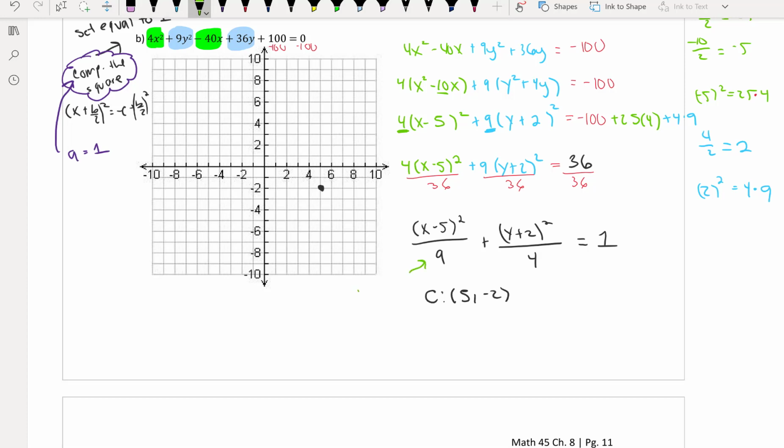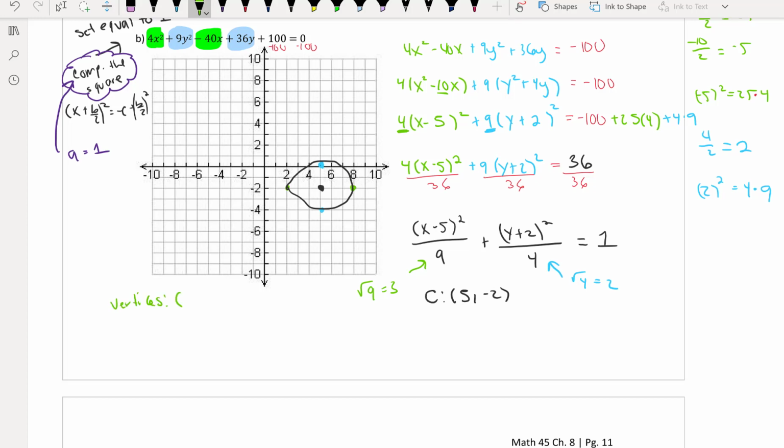Now, along the x-axis, I'm going to go left and right along the x by 3. So 1, 2, 3 to the right, and 3 to the left. Now, for my y-axis, I have the square root of 4, which is 2. So from the center, I'm going to go up 2, and from the center, I'm going to go down 2. So now, more or less, I have the shape of my ellipse. So you can see that along the x-axis was longer, so that's going to be my vertices.